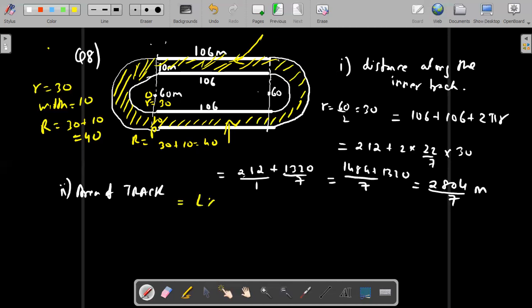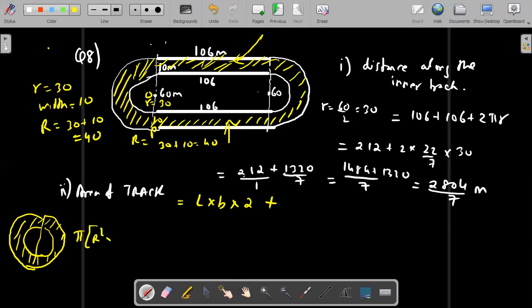The area of a rectangle is L into B. So we have two rectangles. Plus, if you look at the two semicircular portions, one on either side, we have two semicircles. I am going to combine the two semicircles. What will happen is that they form two concentric circles, and the track is here. This forms a ring. The area of a ring can be found using the formula pi capital R square minus pi small r square: outer circle's area minus inner circle's area.